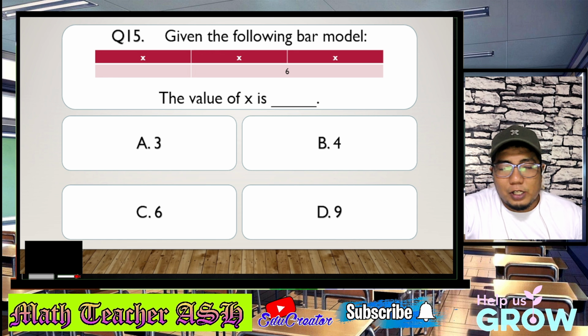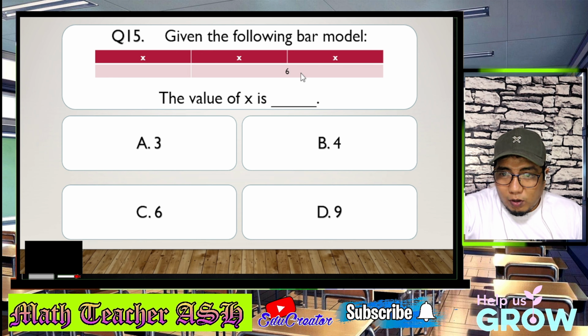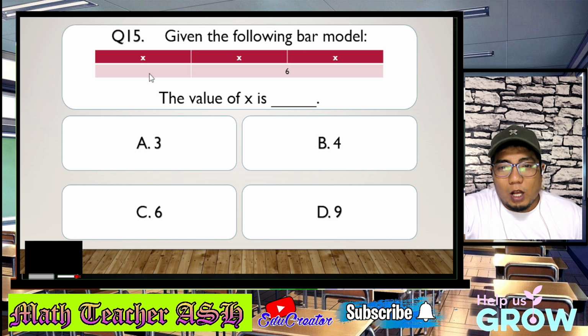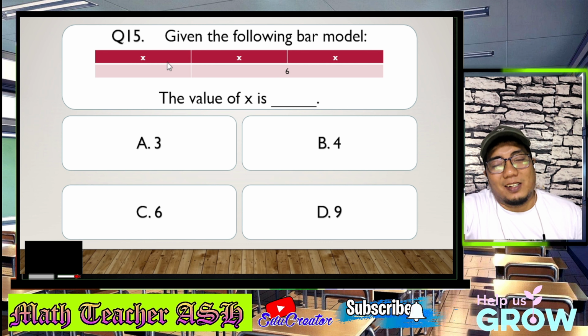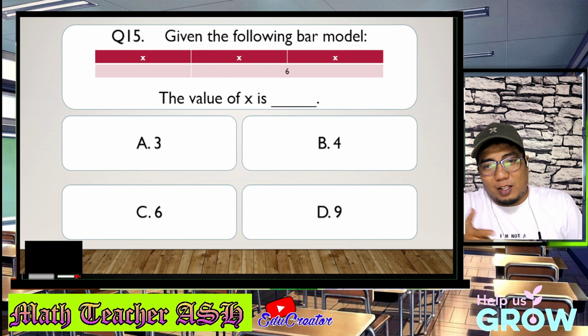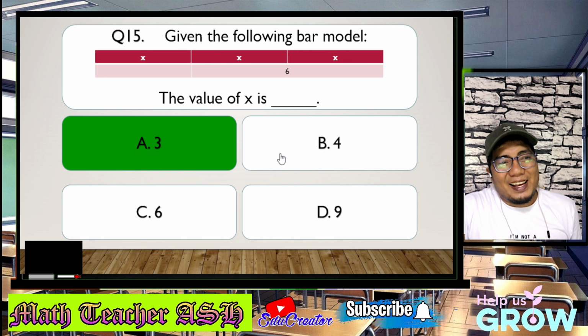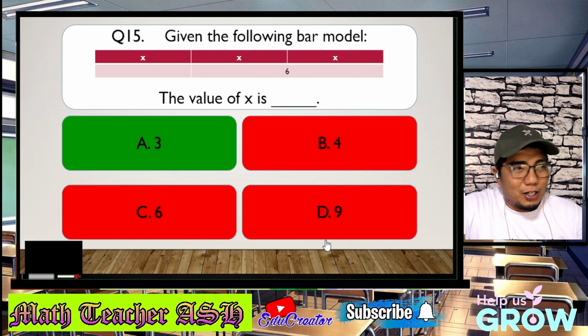Alright, my dear math learners, as you can see in our bar model, the 2x here has an equivalent of 6, right? So, what would be the value of 1x? Okay, so if 2x is equal to 6, then 1x would be half of that. So, the correct answer is letter, very good, letter A. Alright. Easy, right? Very easy, my dear math learners. So now let us go to question number 16.